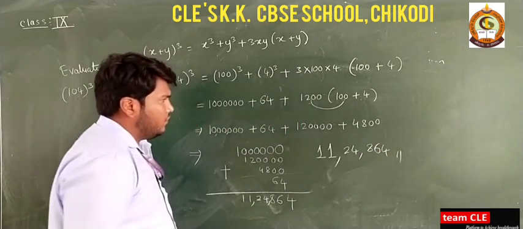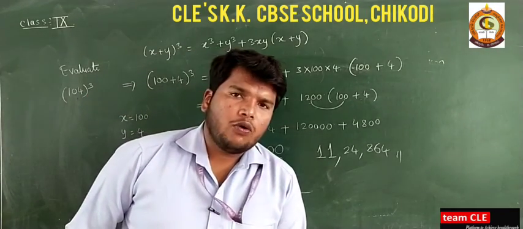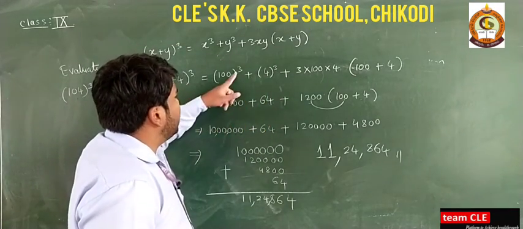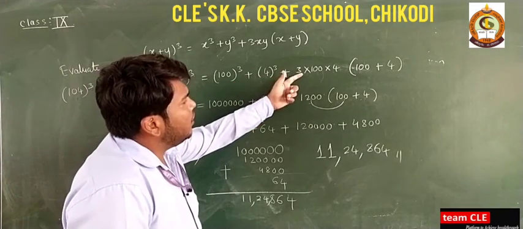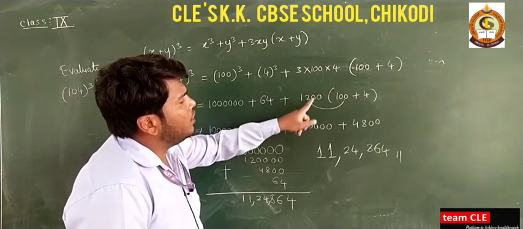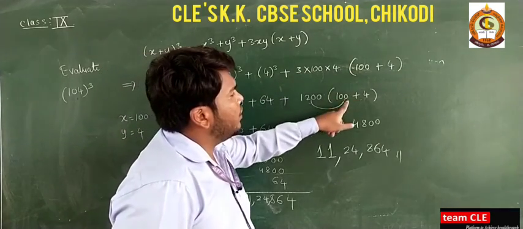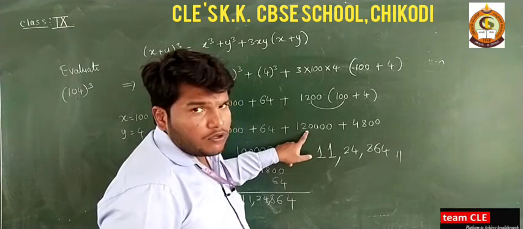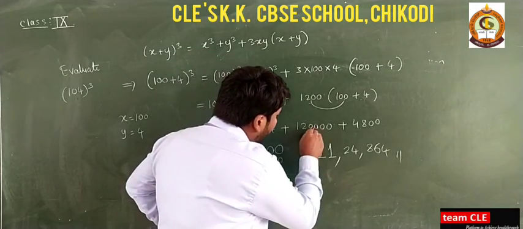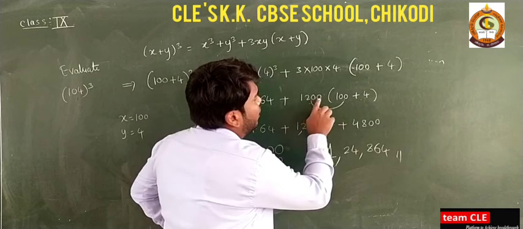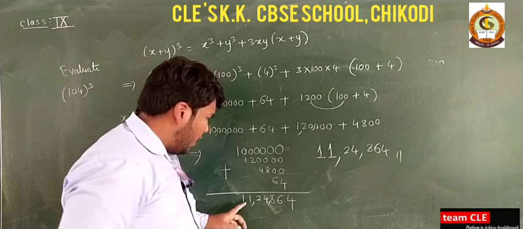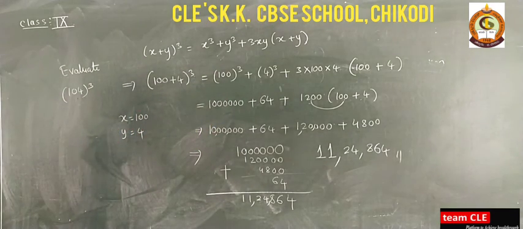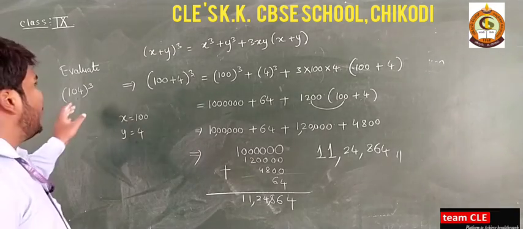Okay, so this is the evaluate part. I hope so you have understood. First, see, it is 3 zeros, we have to increase the 6 zeros. 4 cube is 64, then 4 threes are 12, 12 into 100 is 1200, 1200 into 100 is 1,20,000 plus 1200 into 4 is 4,800. After adding this all, you are getting as 11,24,864. I hope so you have understood the evaluate part.